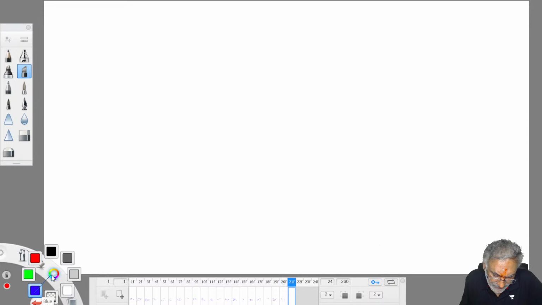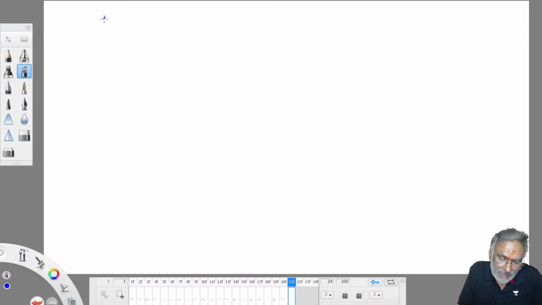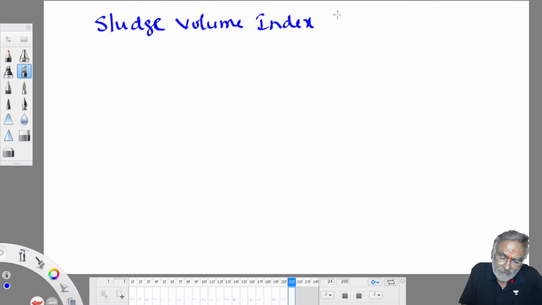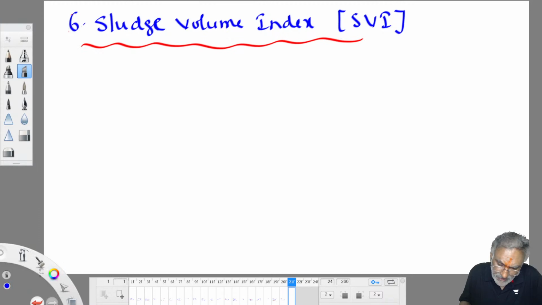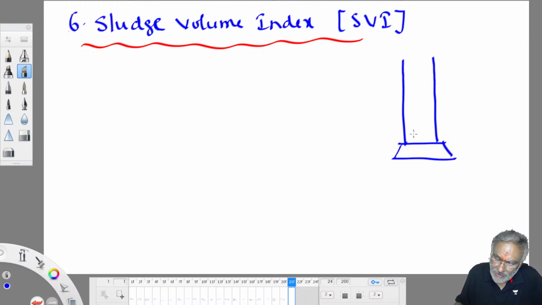Next, sludge volume index. This is also a very popular design parameter. We call it SVI. Sixth parameter. This is worked out by experiment. We take 1 liter of sewage sample. In a 1 liter measuring cylinder, we allow that sewage sample to stand for half an hour.